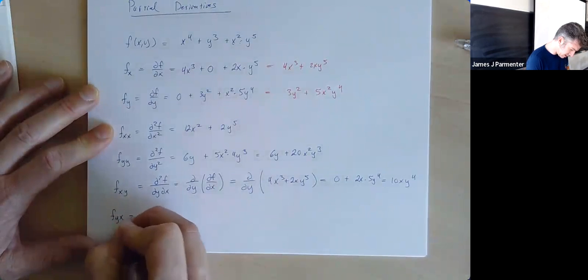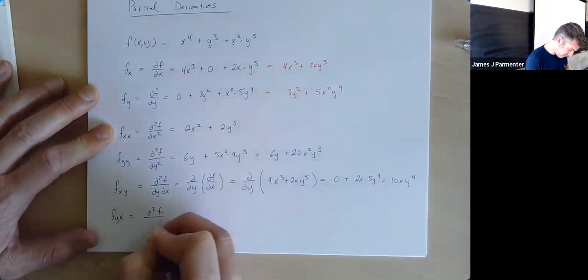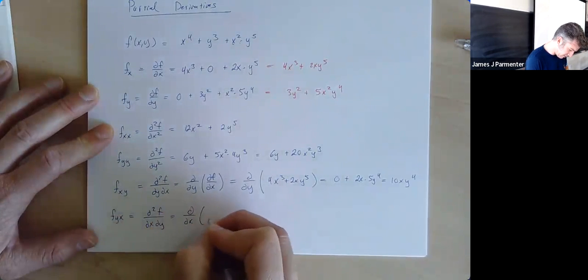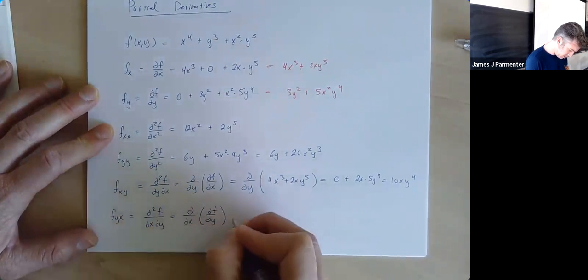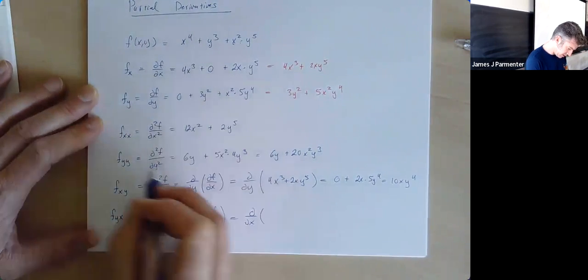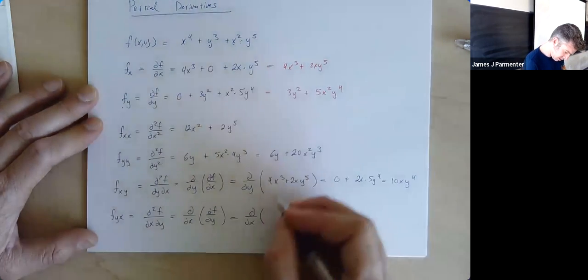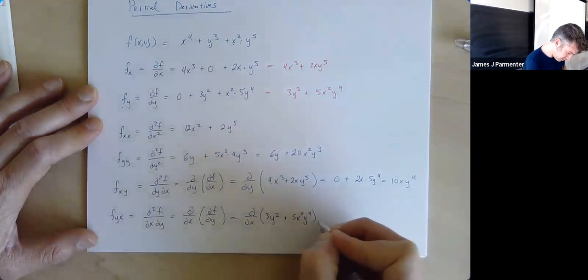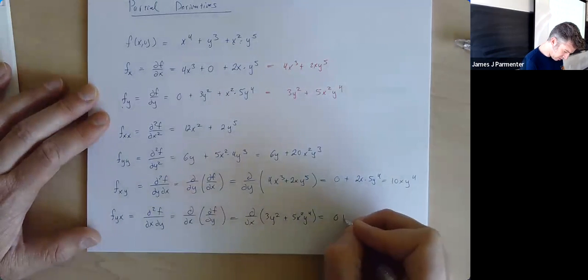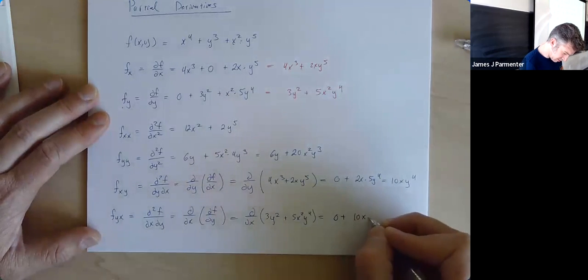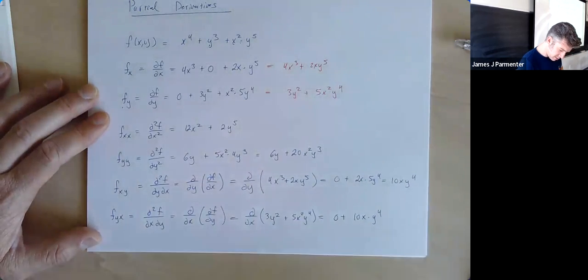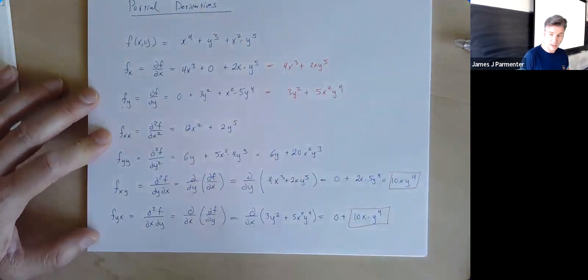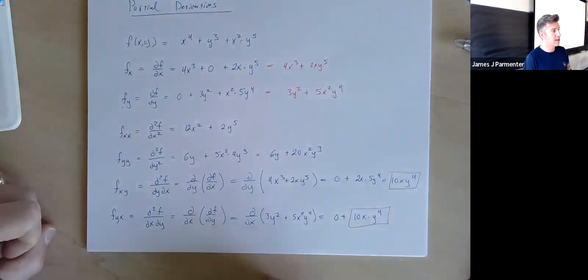So fyx is going to be del squared f del x del y, which is del x of del f del y, which was 3y squared plus 5x squared times y to the fourth. And that's going to equal 0 plus 10x times y to the fourth. And notably, they are the same. And generally, they are always the same.